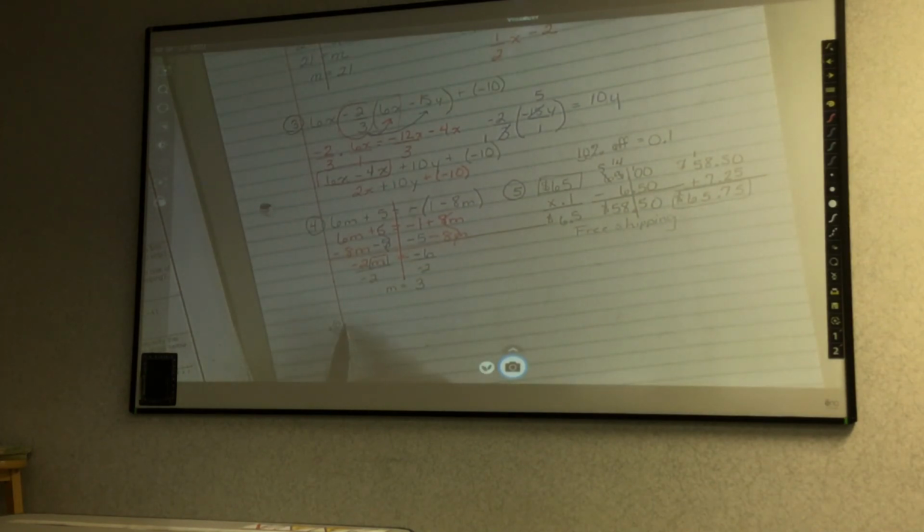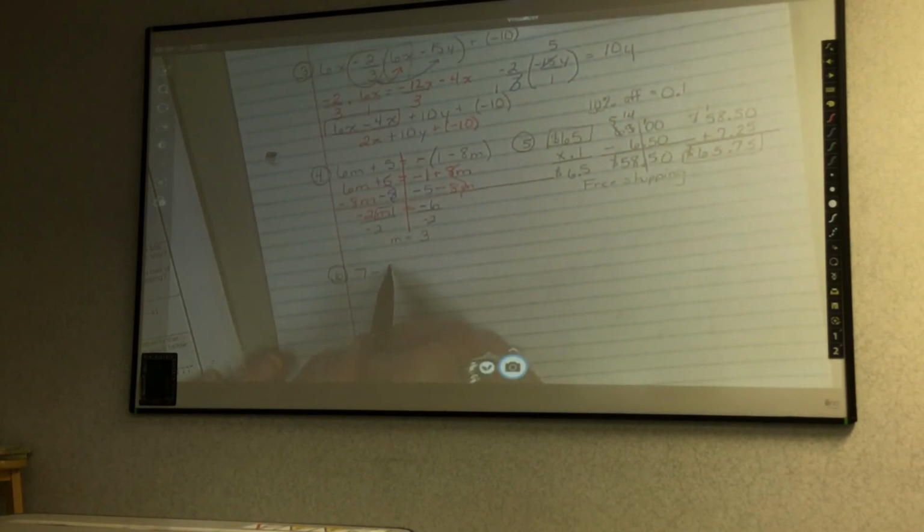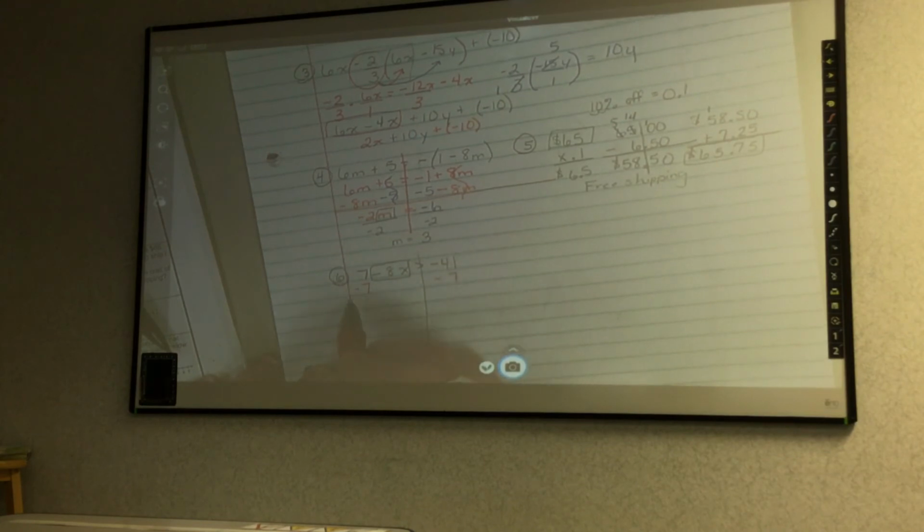Number 6, 7 minus 8x is greater than a negative 41. Draw your line. Box up my x. I don't want to move it. How do I move a positive 7? Make it a negative 7, or do the opposite. Add the opposite. Additive inverse, because then they cancel each other out. So then I'm left with a negative 8x greater than, and then negative 41 minus 7 is a negative 48.